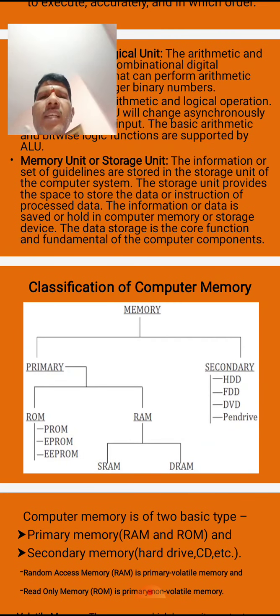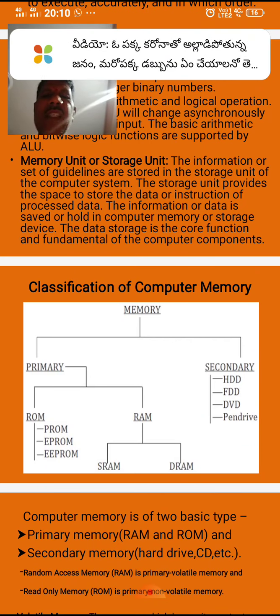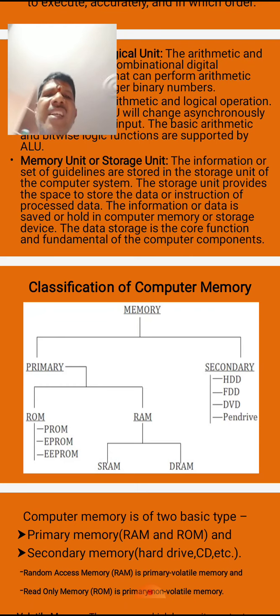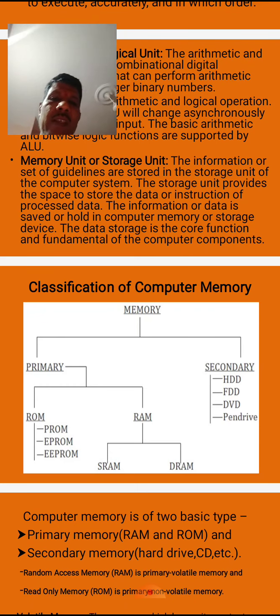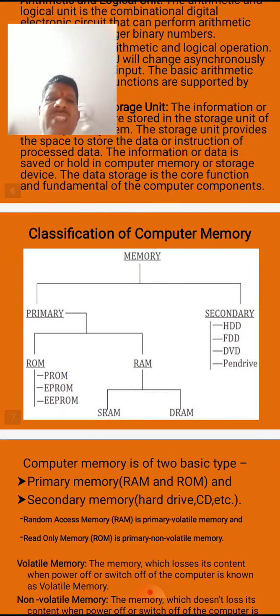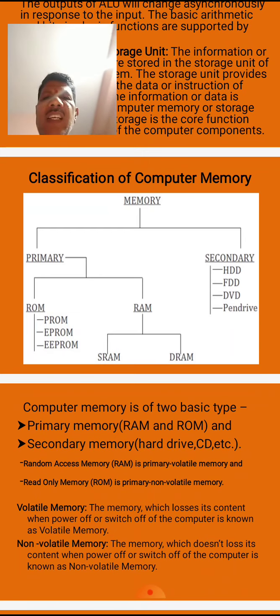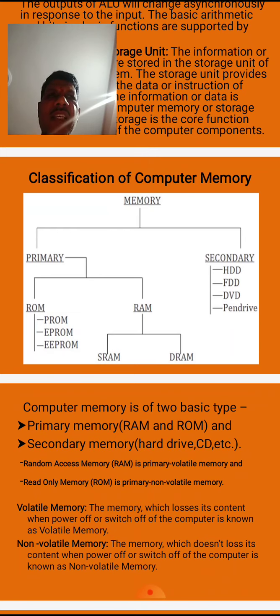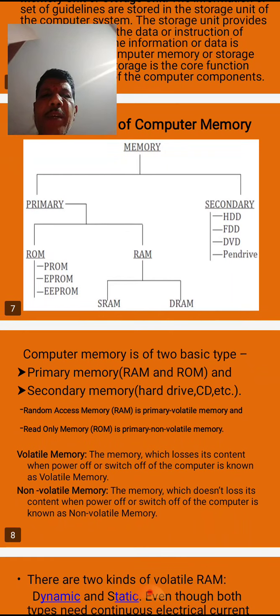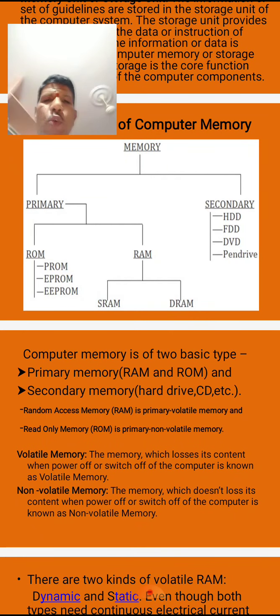In the secondary storage part: hard disks, floppy disks, DVDs, CDs and pen drives. All these are secondary storage devices. Here is a brief discussion about the computer memory. Computer memory is of two basic types, primary memory and secondary memory. The primary memory is the RAM and ROM.